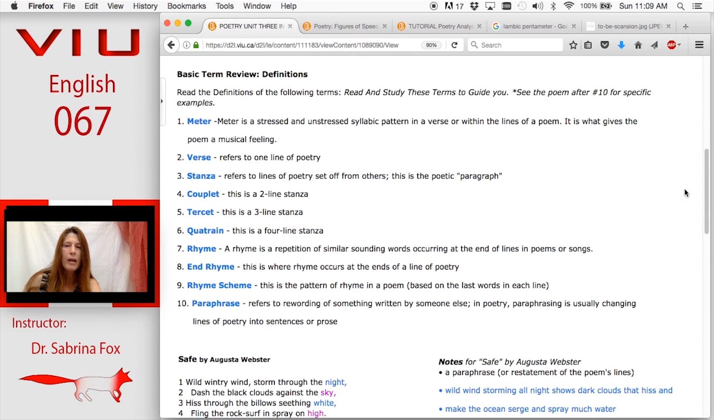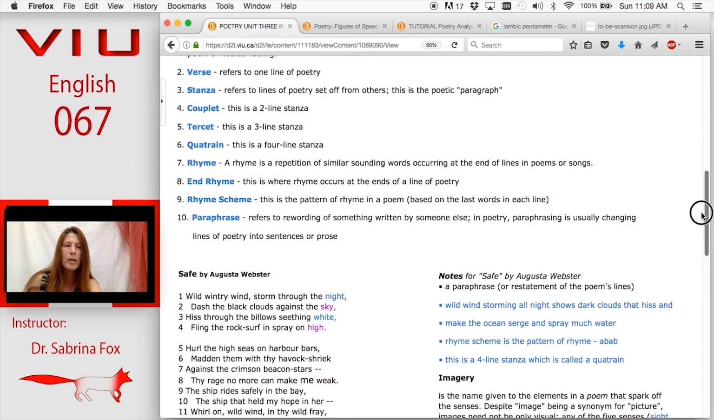A verse correctly refers to one line of poetry. It's often confused with a stanza. If we look at this example here, wild wintry wind, storm through the night, that one line is a verse, whereas the four lines that are separated are called a stanza. There are different kinds of stanzas. Here we've got a couplet, which is two lines, a tercet, which is three, and a quatrain, which is four. So this is four lines, so it would be a quatrain.